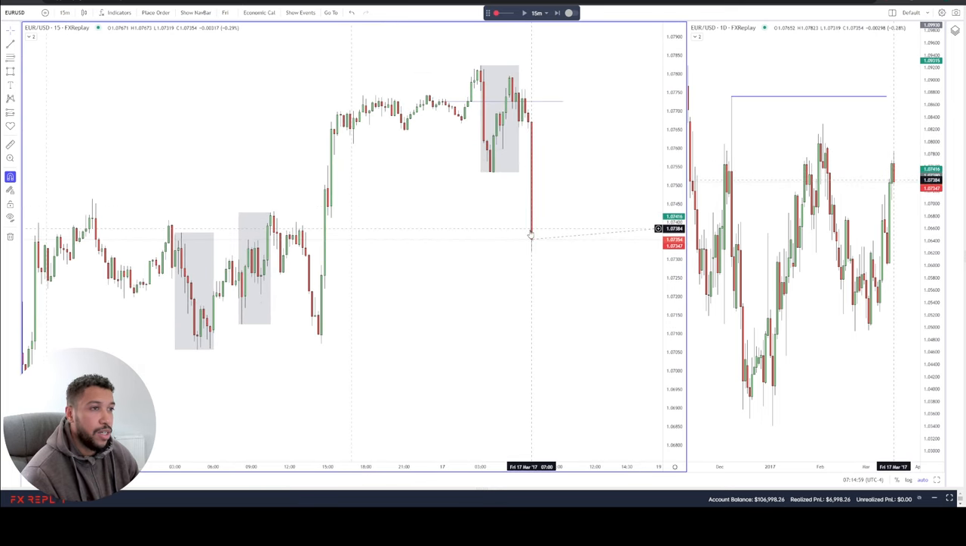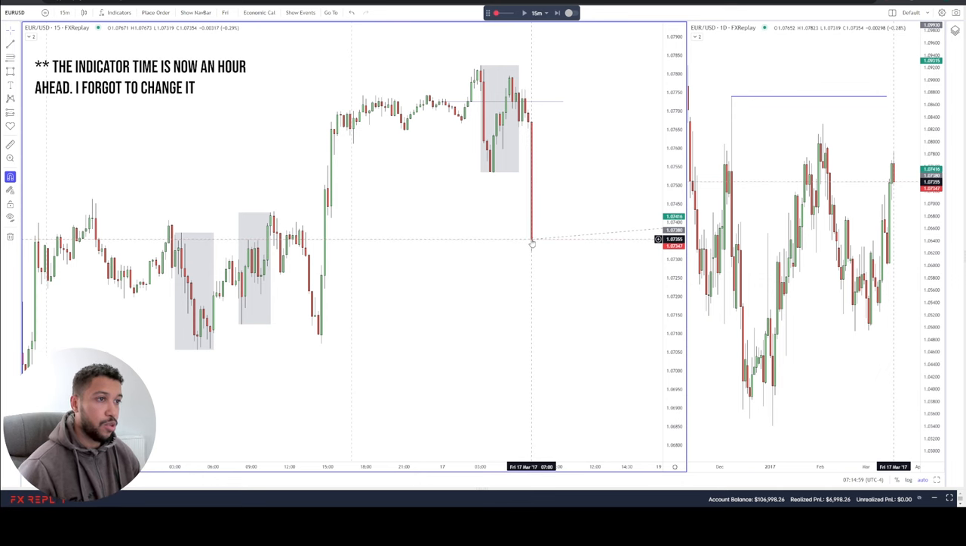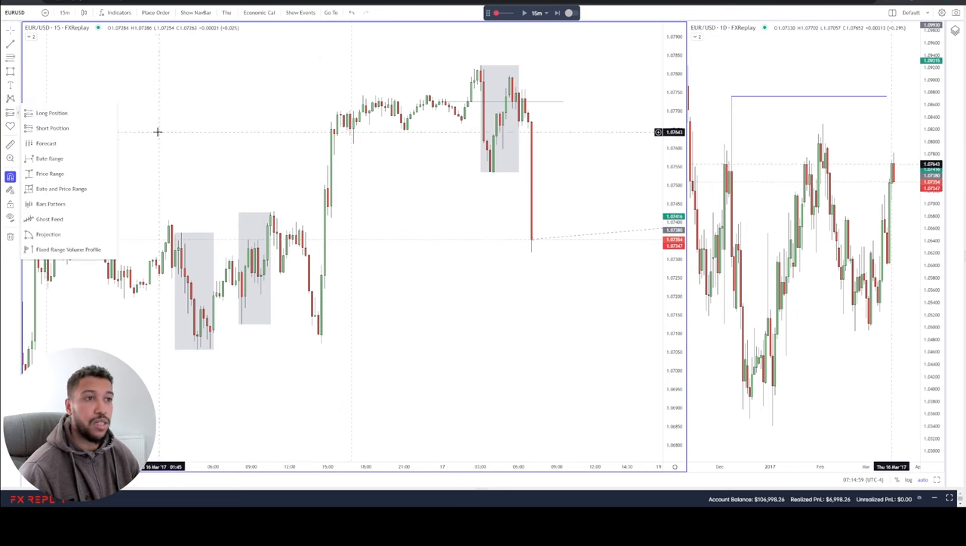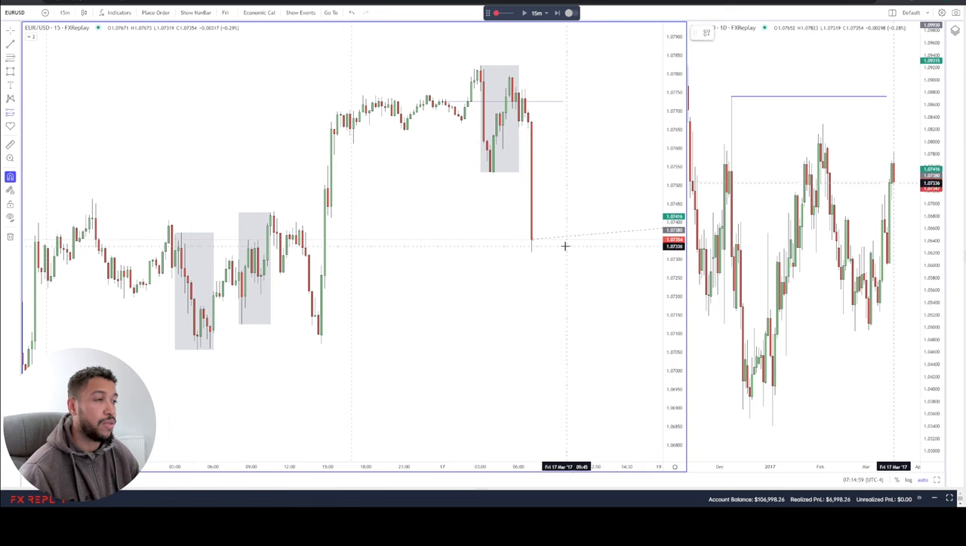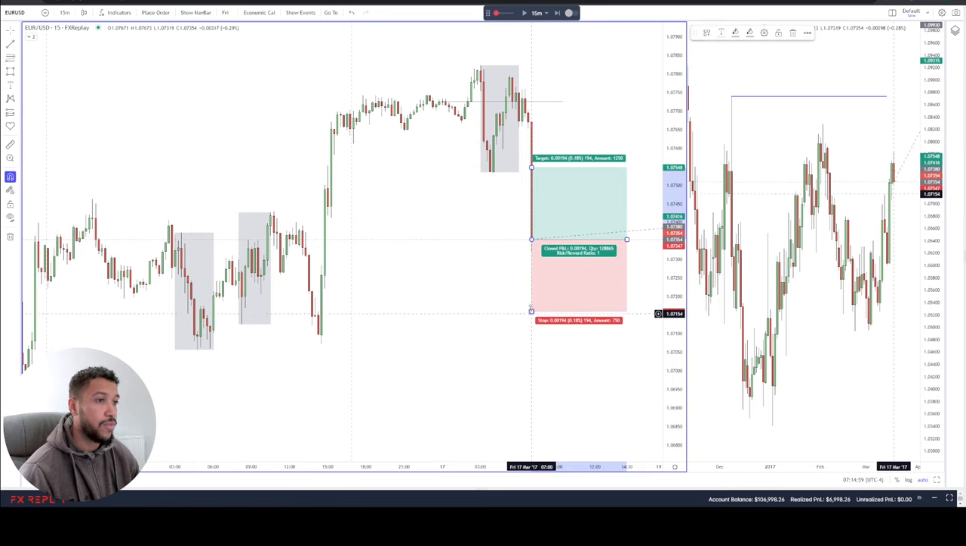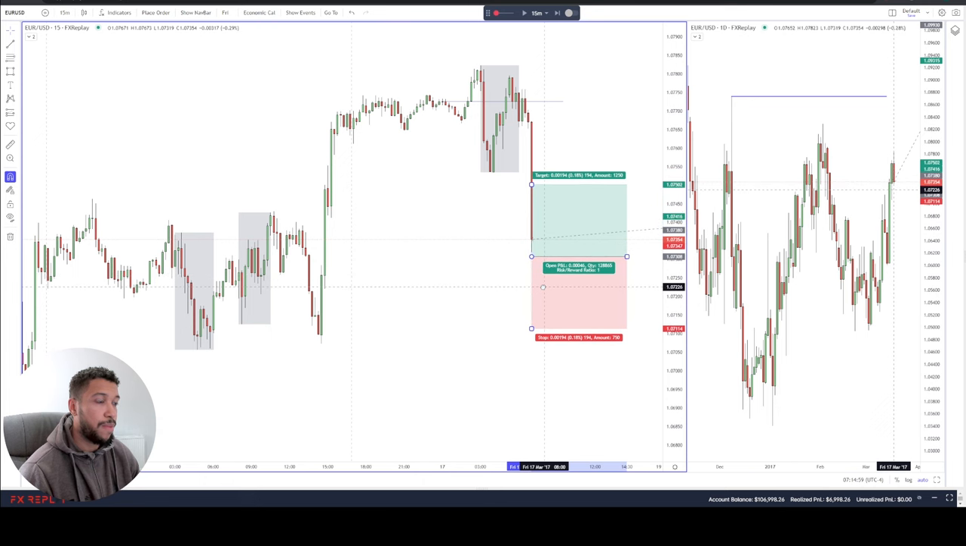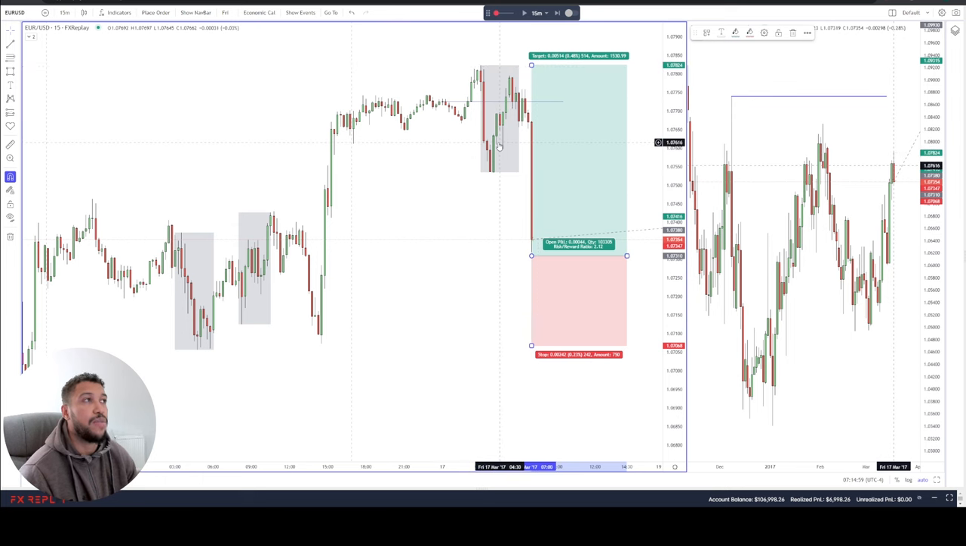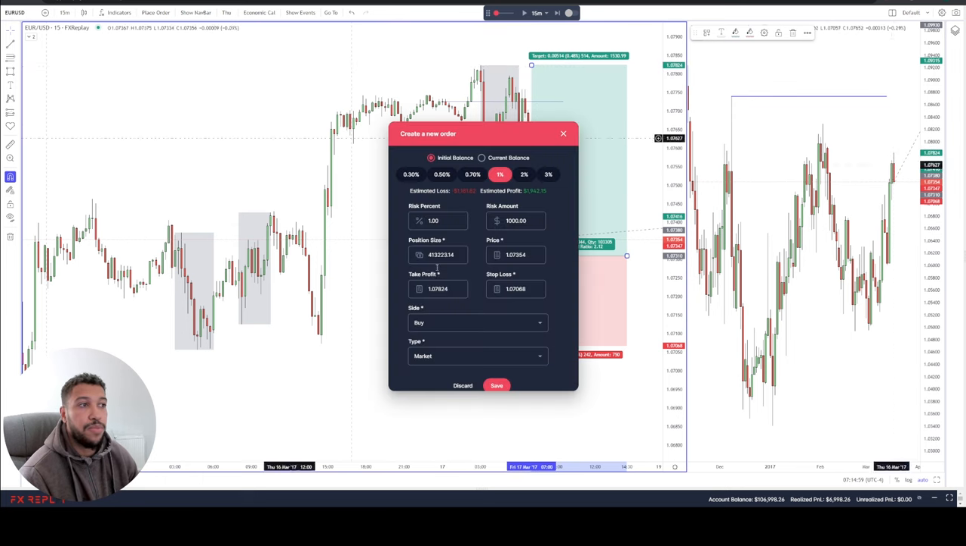Ooh, okay. So it's at the beginning of the New York session and price has come down aggressively into this area here. So what I'm gonna do is I'm gonna take a long position. I'm going to put it just under this current wick and stop loss. It's going to go under here. And then once again, I'm going to be targeting these highs, right? Like that. So let's place the order.